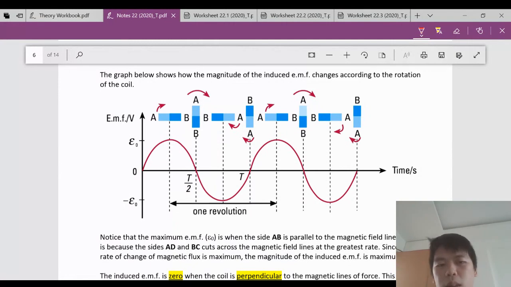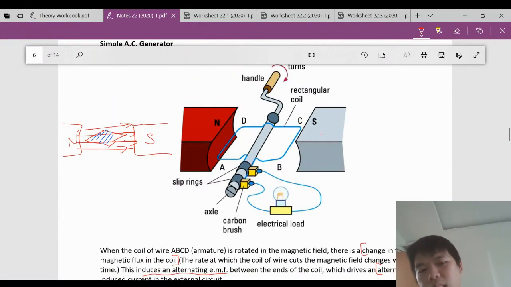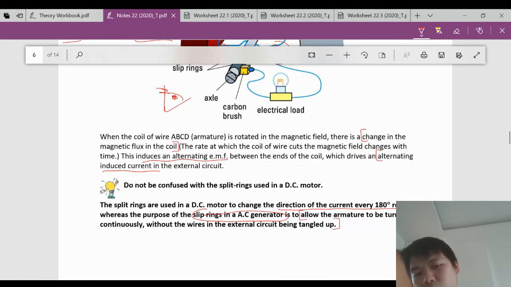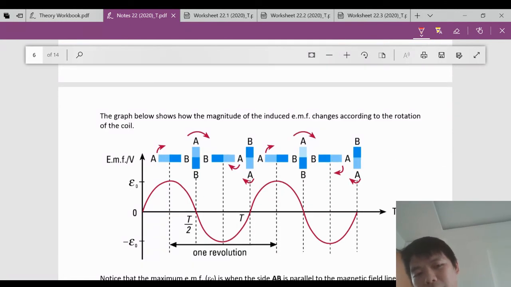So this is what happens. This is your coil AB. So how do you view it? Can you see there's an A and a B here? If you look from the front, okay, this is your eyes. You look from the front, AB will be like that. This would mean when AB is like that, and so on and so forth as it rotates.